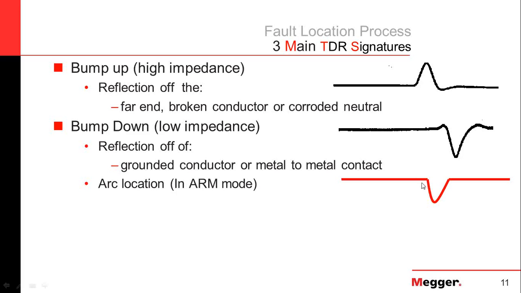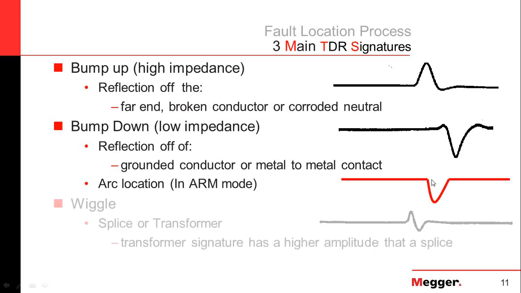And then you also see we have this downward V shape represented in red. This is a special case where it's arc reflection mode, where we combine the radar with a thumper. We'll talk about this more later, but the thumper makes a temporary short at the fault, and the radar shows us this downward shape at the fault location.